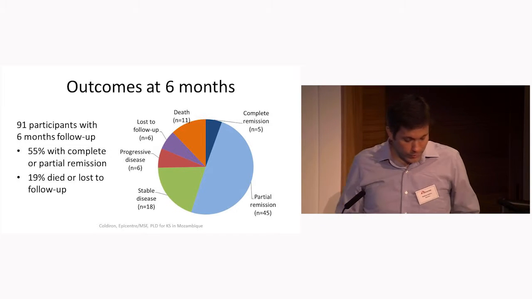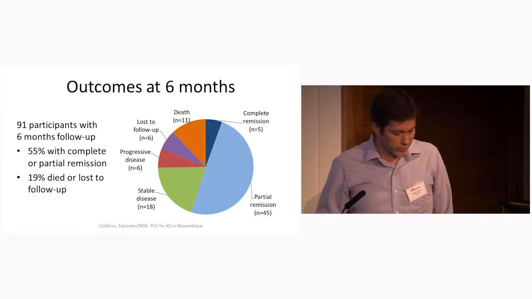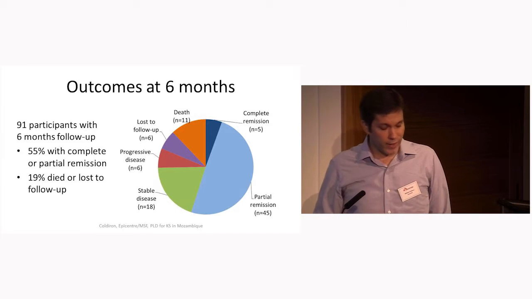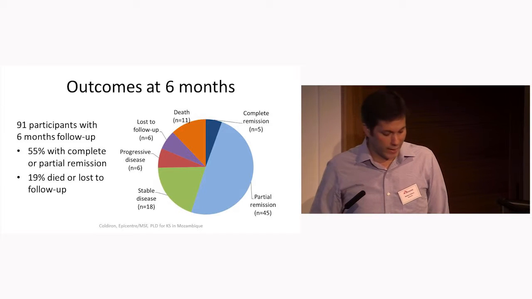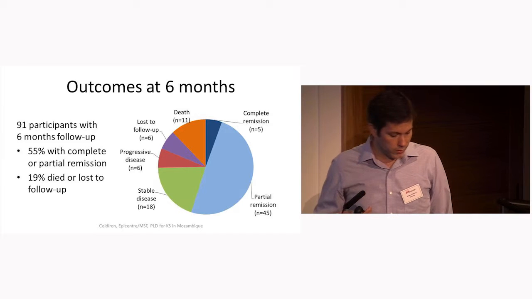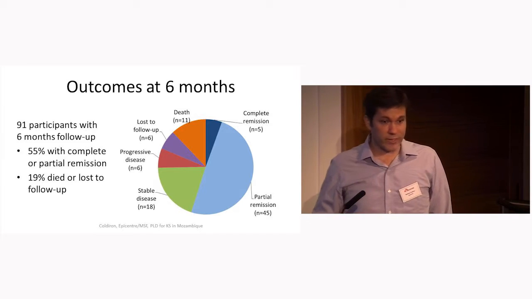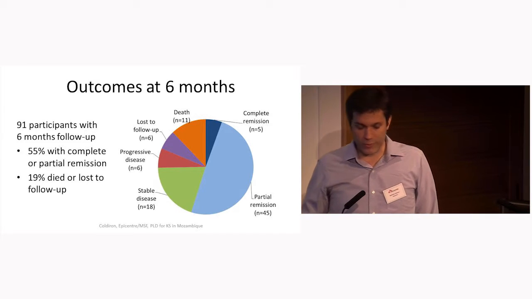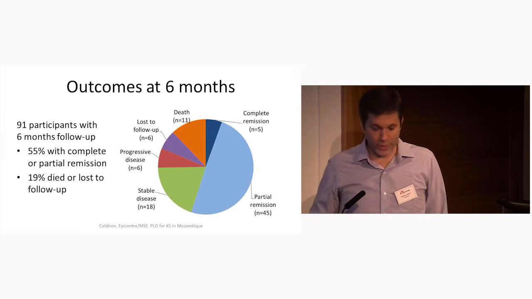Follow-up is ongoing, but we have outcomes at 6 months for 91 of the 116 patients. Over half have had complete or partial remission, and only one quarter have had what I would consider a negative outcome: progressive disease, loss to follow-up, or death. And as you saw in some of the pictures before, many of our patients have extensive Kaposi's disease, so complete remission will be very difficult, even when they have full immune reconstitution. So these 6-month results are very much in line with our hopes and expectations.